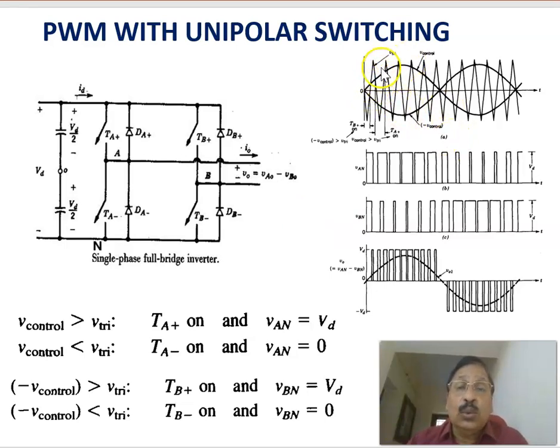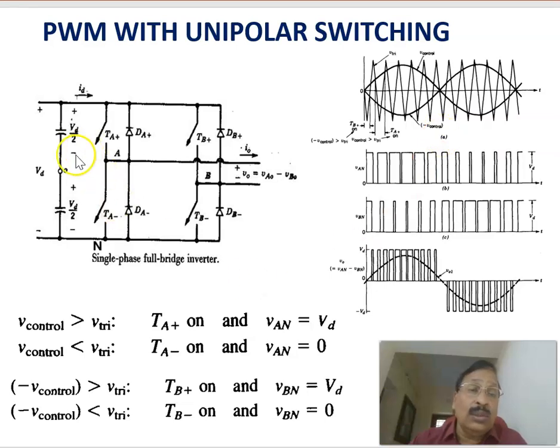In this case, two modulating or reference signals are used. One we call V control. The second one we call minus V control, which is 180 degrees out of phase with V control. The carrier signal is the same, but two reference or control signals are used, and they are 180 degrees out of phase.